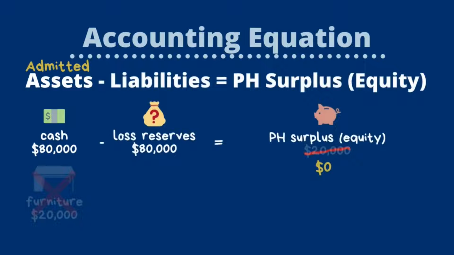So this insurer's SAP accounting equation would actually look like this: $80,000 in admitted assets minus $80,000 in liabilities equals 0 PH surplus or equity. If you only consider the insurer's admitted assets, this insurer is actually in a really dangerous position financially because they have nothing to fall back on if their loss reserve estimate is off.